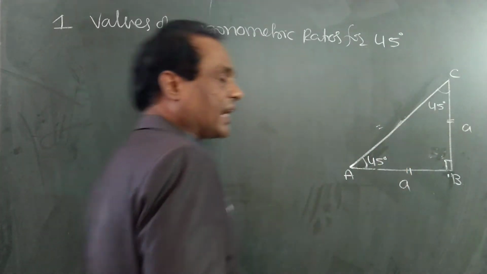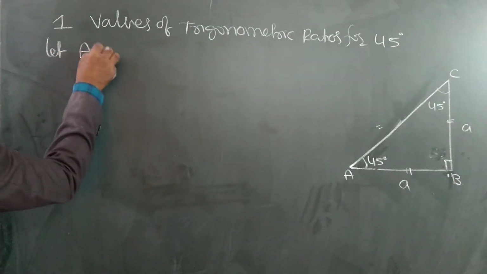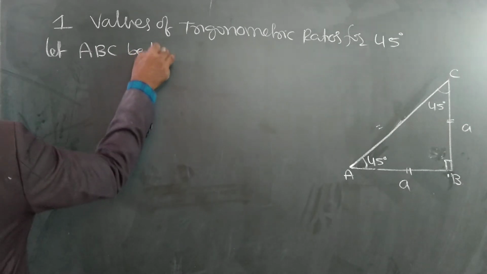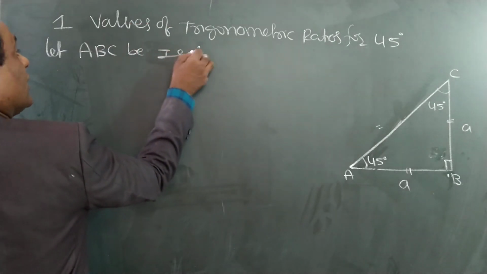We have to find. Write down the introduction. Let ABC be an isosceles triangle.